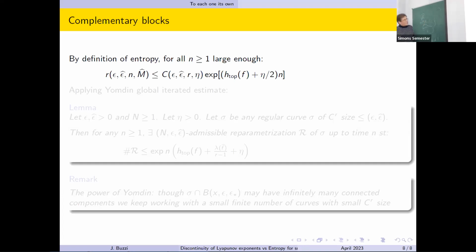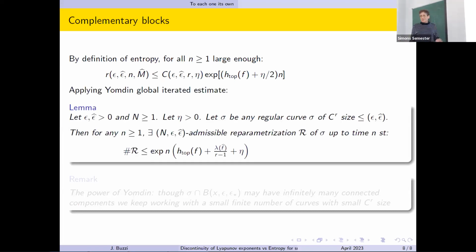And now the point of Yomdin tells you, don't worry, if you have counted the number of dynamical balls, if you can restrict yourself to one dynamical ball, then you can find a small number of curves whose image will contain everything that you need. Okay, so even for this kind of trivial estimate where we use just the definition of the topological entropy, just to be able to say that we are continuing to work with curves whose derivative, even just first derivative, doesn't explode, we need Yomdin.